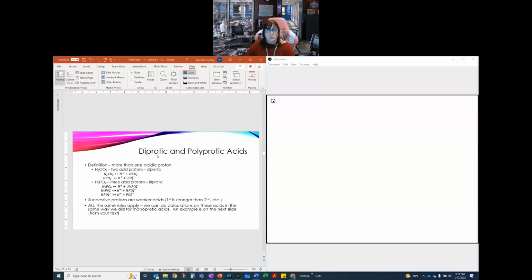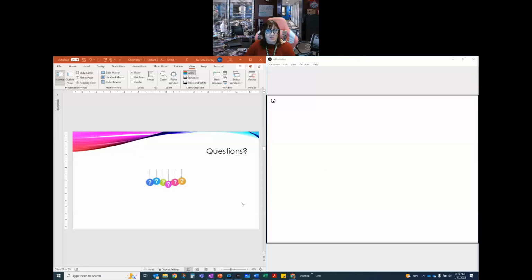So diprotic and polyprotic acids. Diprotic means it has 2. Polyprotic means anything more than 1. So usually we refer to that triprotic as 3, but polyprotic can be anything more than 1. Successive protons are weaker acids. So once I lose that first proton off of H2CO3 and it becomes HCO3 minus, that's a weaker acid than H2CO3 was. And that's because it now has a negative charge. So it's not as inclined to give up that proton. Okay, that's what happens with that. Now, can we do calculations on all these things? Oh, you bet we can. Absolutely we can.